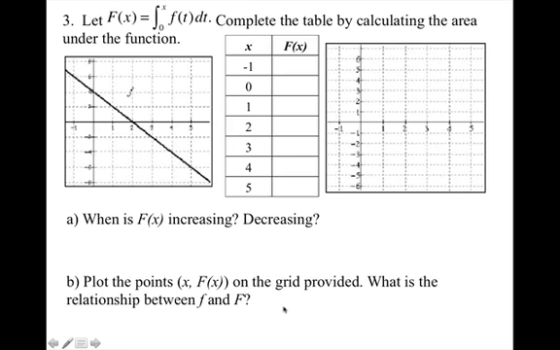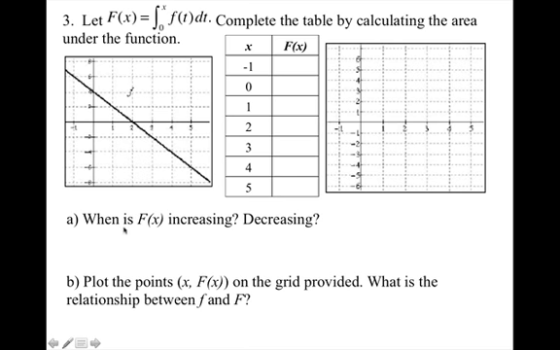All right, now I want you to see if you can do this one. This time, little f of t is a diagonal line. So you're probably going to have to find the area of shapes that are not necessarily rectangles, and you're going to go from 0 to x. I want you to complete the table by calculating the area underneath this function.